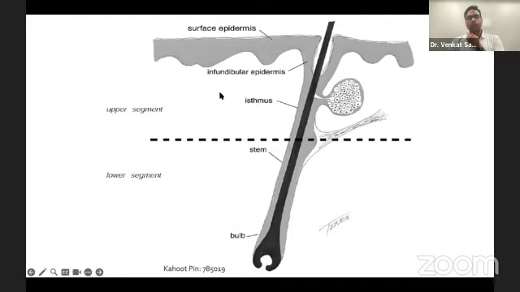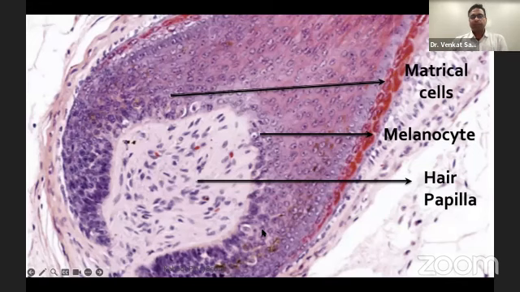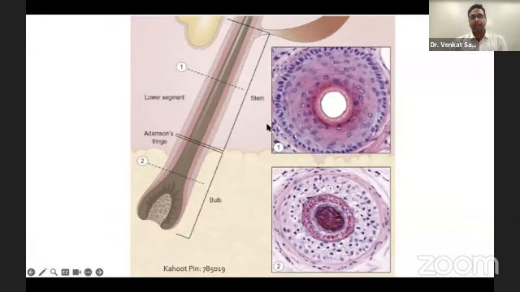Okay, so the upper segment is called the non-cycling part, whereas the lower segment cycles. So in anagen it is present, while in telogen and catagen, the lower segment goes up, it recedes. The upper segment is divided into the infundibulum and the isthmus, which is the junction between the attachment of the sebaceous gland and the erector pili muscle. Okay, and here you have the stem and the bulb. So this is the basic anatomy of the bulb. You have hair papilla, some melanocytes, matricial cells.